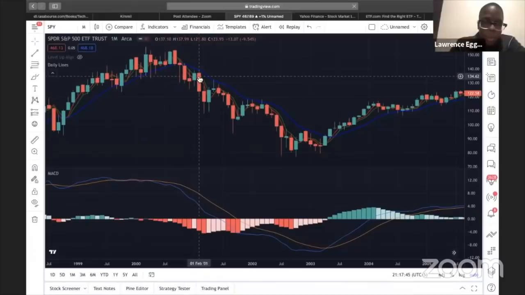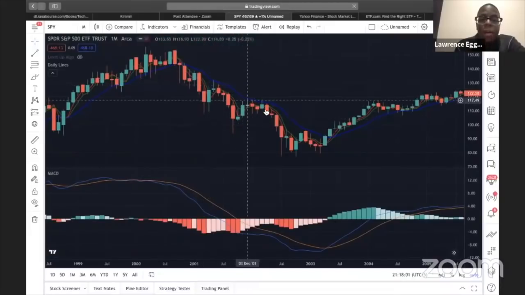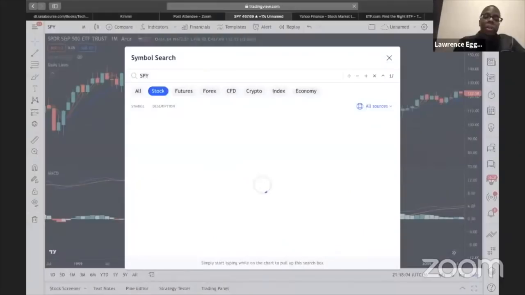Yes, there were political things that happened, certain things that happened in the economy, but we can also combine those with our technicals. And we actually see that highlighted here. We see what? Lower low, lower high. Lower low, lower high.